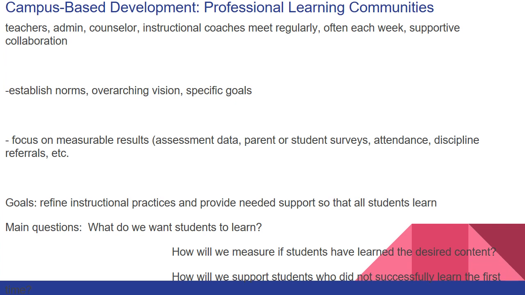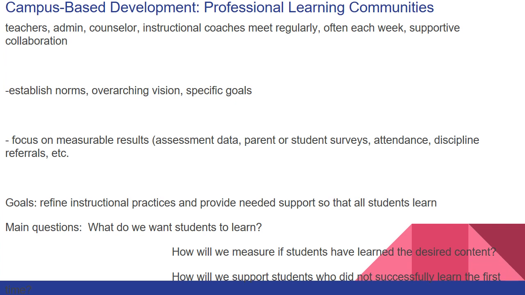A key component of professional learning communities is that they focus on measurable results. They focus on assessment data, so standardized test results or data from teacher-based assessments or district-based assessments. They could also focus on other types of measurable results. So it could be results from student or teacher surveys, or they could look at the attendance percentages, or even the percentage of students that receive discipline referrals.